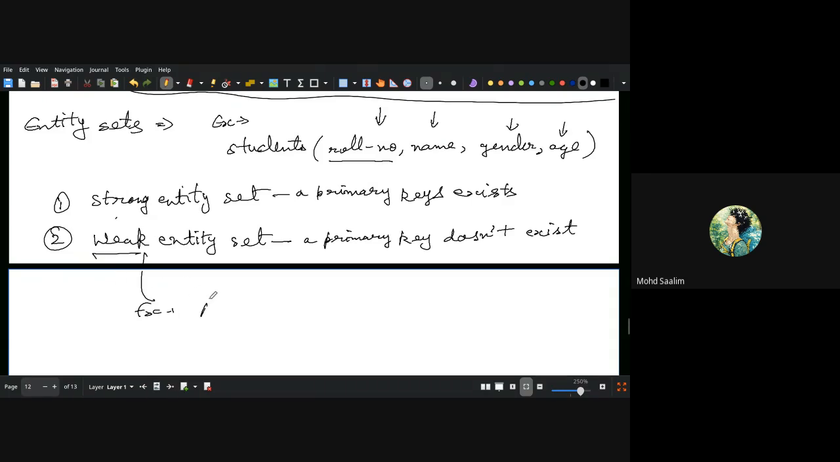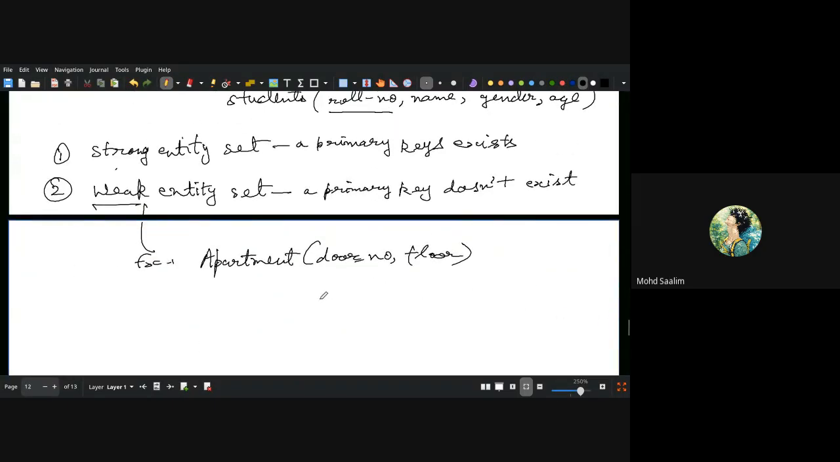Let's say there is a weak entity set called apartment. In this apartment you have the door number and you have the floor. I'm taking this example from your slides themselves, so you can relate with that. Let's say this is door number and this is floor.